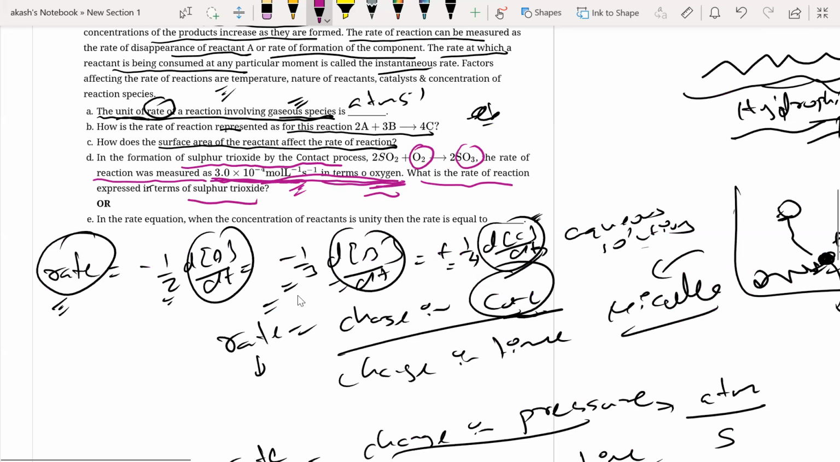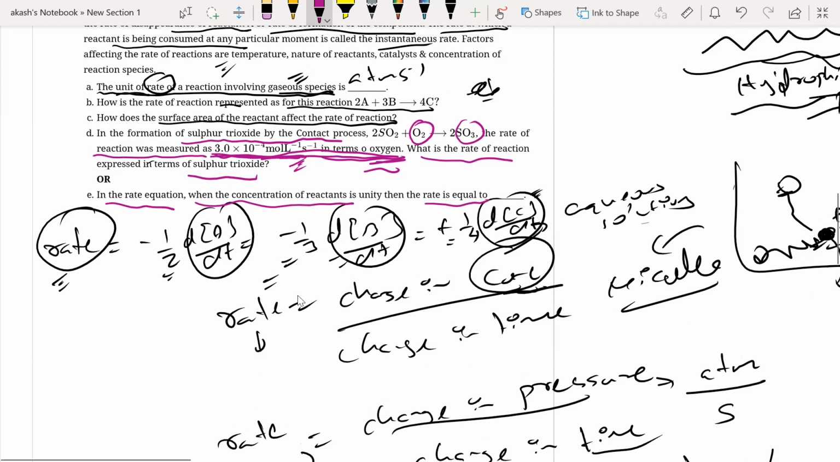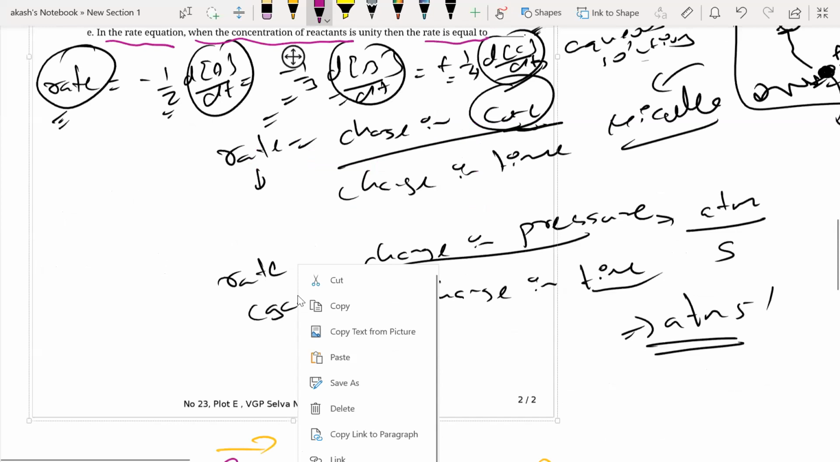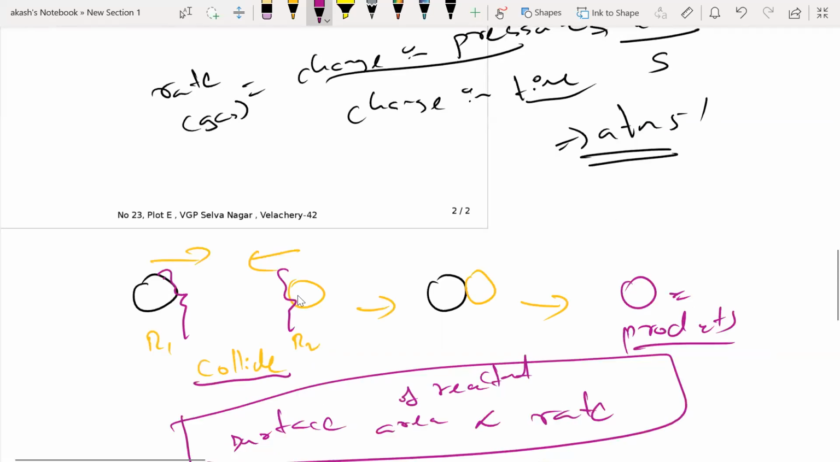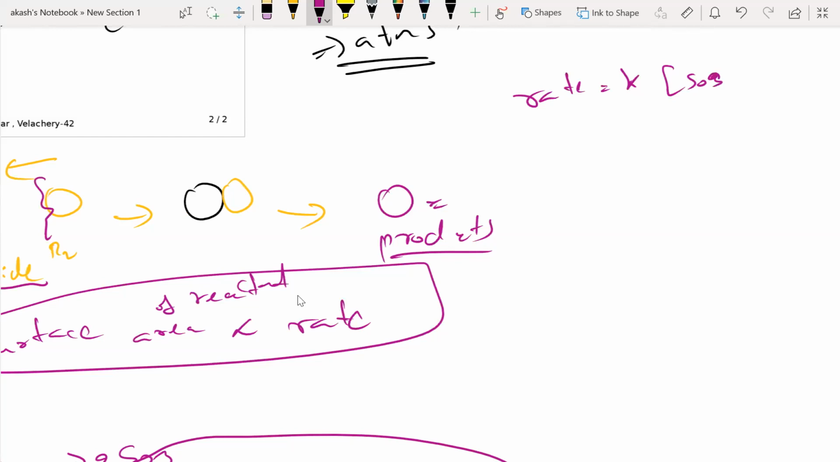In the rate equation, the concentration of reactants is unity. What do you mean by the concentrations of reactants are unity? We are talking about change in concentration, right? So the answer will be rate constant, right, sir? K. Oh, okay. Rate equation. They're not talking about this equation then. They are talking about the rate law equation, that is rate is equal to K into concentration of SO2 power x into O2 power y. That is what they're talking about.